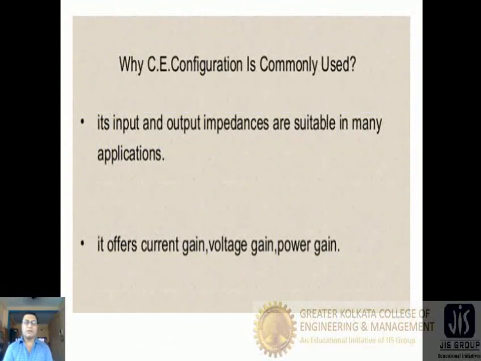So why is common emitter configuration commonly used? Its input and output impedances are suitable in many applications, and it offers current gain, voltage gain, and power gain. So among these three configurations, common emitter configuration is mostly used in the case of amplifiers, and it is a very famous amplifier among the three: common emitter, common base, and common collector configurations. The common emitter is the most widely applied amplifier.